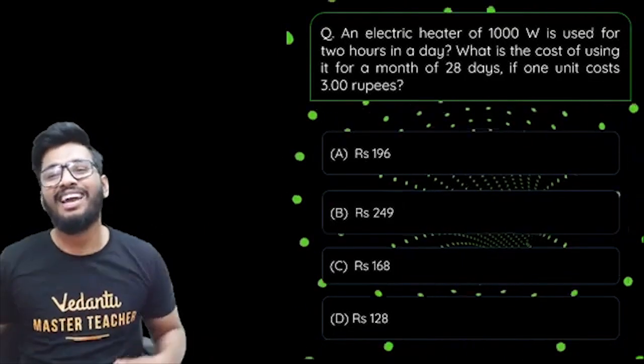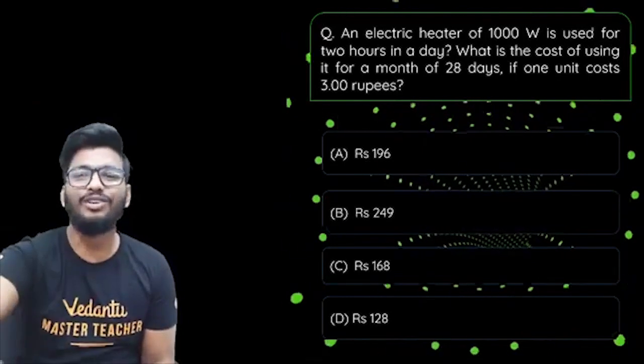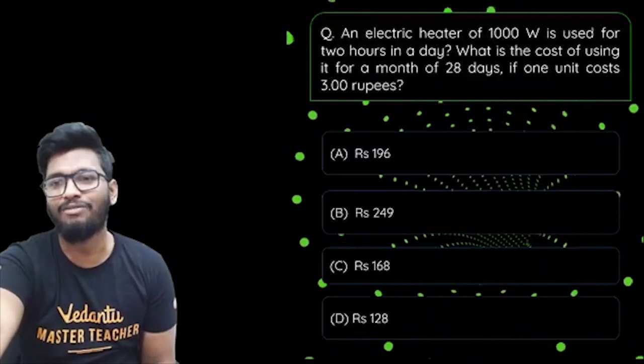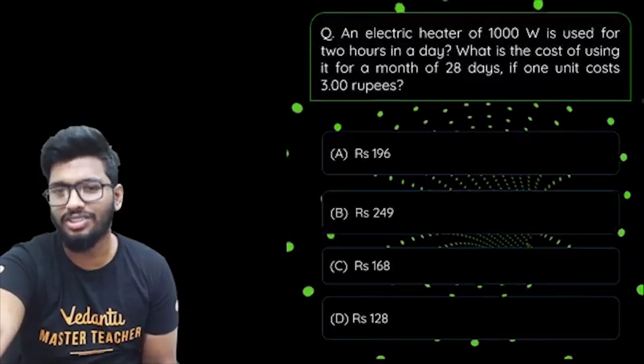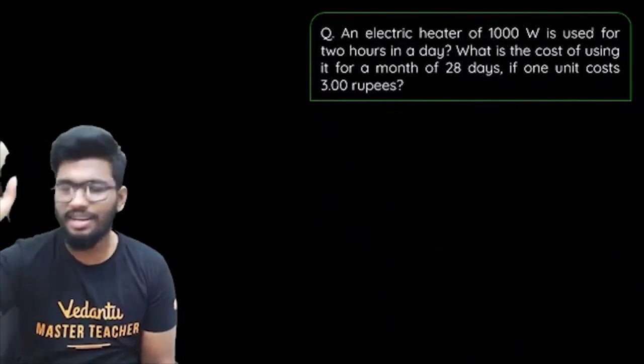Here's the last one. An electric heater of 1000 watts is used for 2 hours in a day. What is the cost of using it for 1 month, for a month of 28 days, if 1 unit costs 3 rupees? Options: 196, 249, 168, or 128 rupees. Let's try and do this, guys.